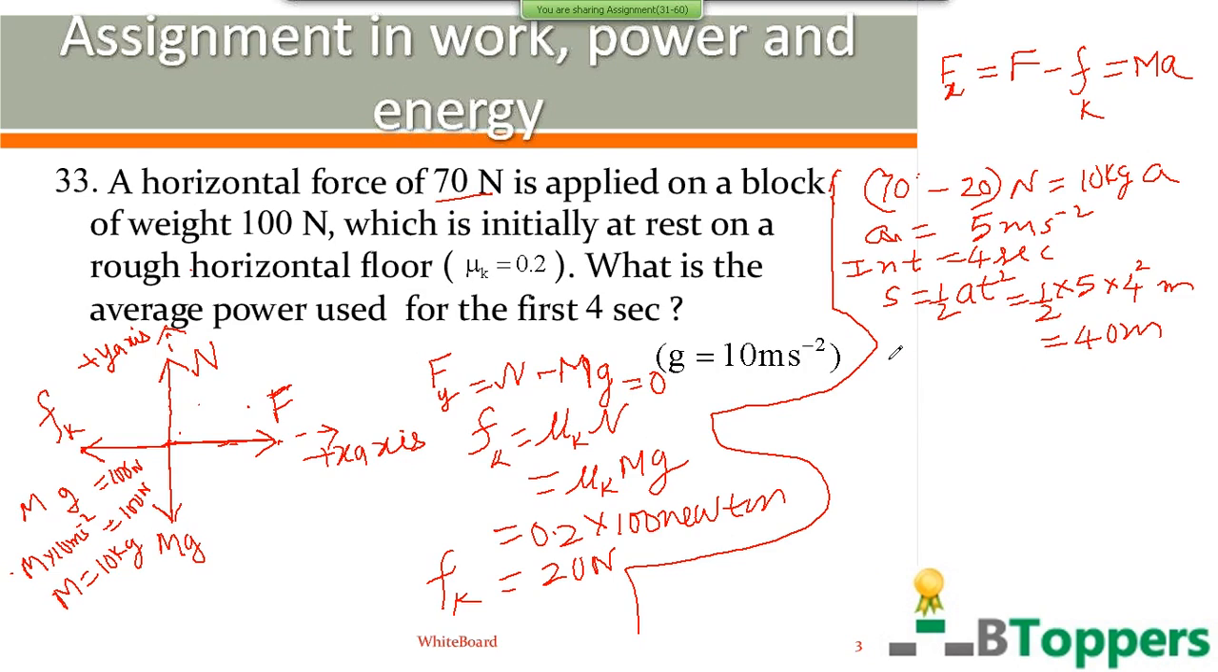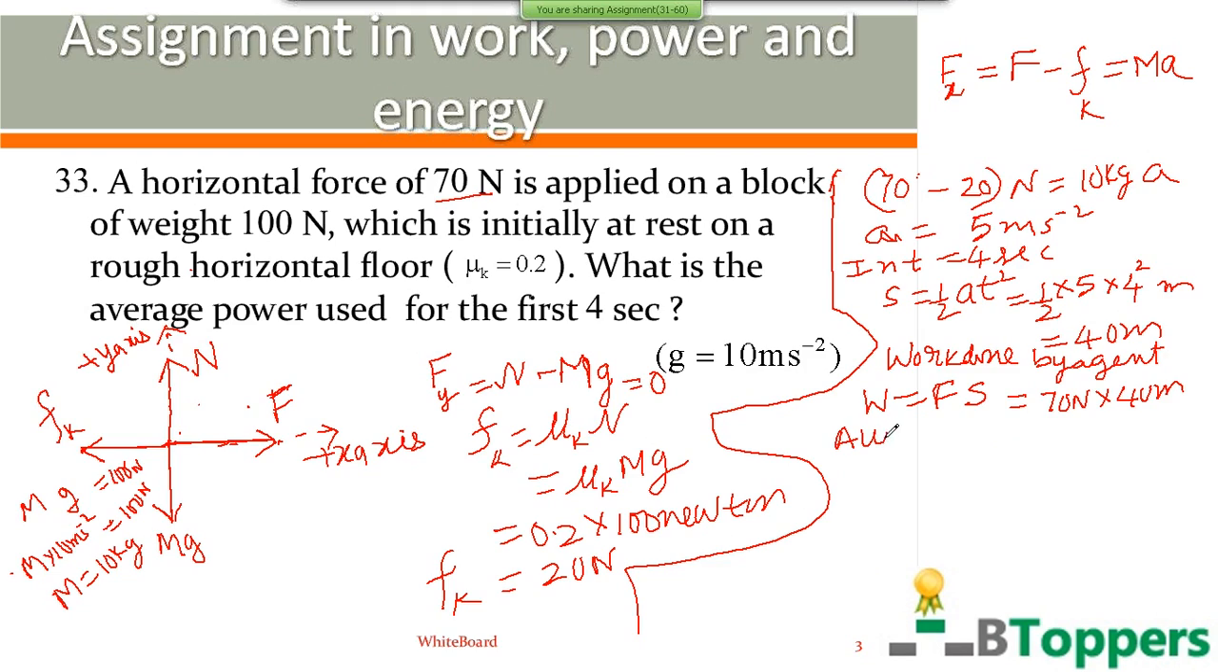So the work done by the pulling agent in the first 4 seconds is equal to the product of the magnitude of force applied by the agent and the magnitude of displacement. If a constant force acts in the direction of the displacement, then the work done by a constant force is given by F into S, that is, the product of the magnitude of force and the magnitude of the displacement. The magnitude of the force applied is 70 newtons. The magnitude of the displacement is 40 meters.